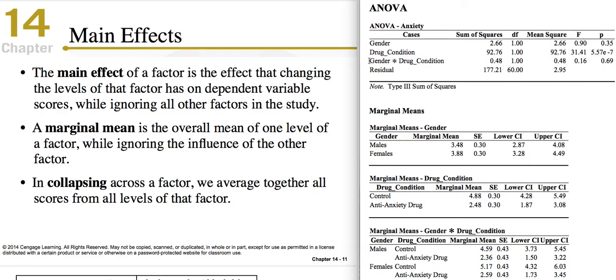Lastly, we're going to look at the interaction between gender and drug condition. We'll go over the marginal means for that in just a second, but by looking at the F value here of 0.16, which is pretty small, and the corresponding p-value of 0.69, we're going to fail to reject the null hypothesis. This p-value is not smaller than 0.05. So we're assuming that there aren't significant differences between the conditions in the interaction.